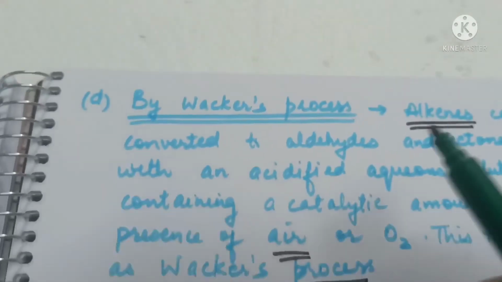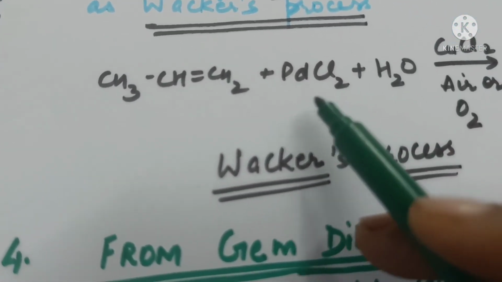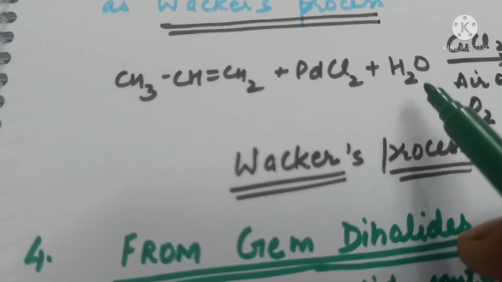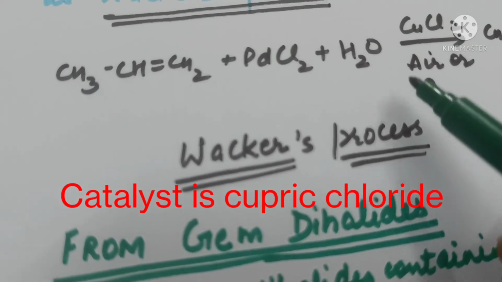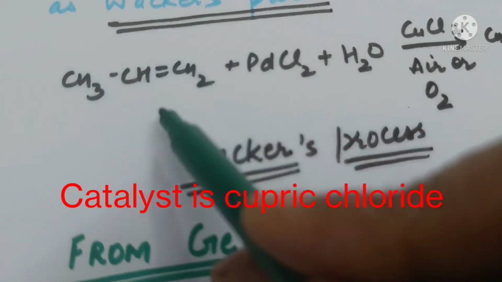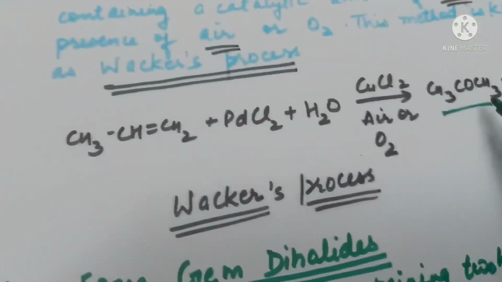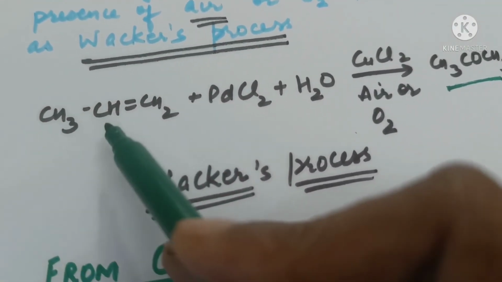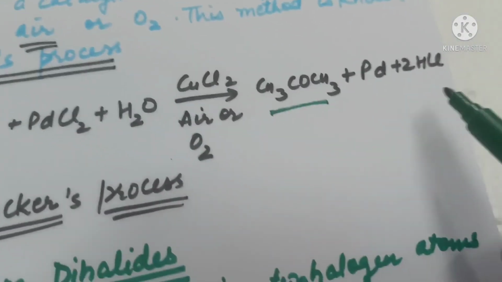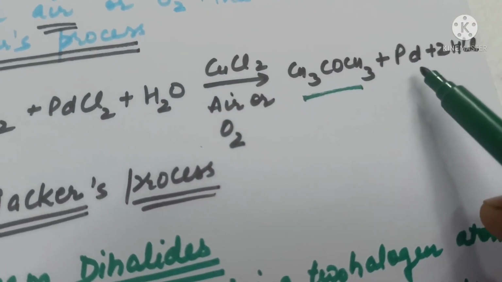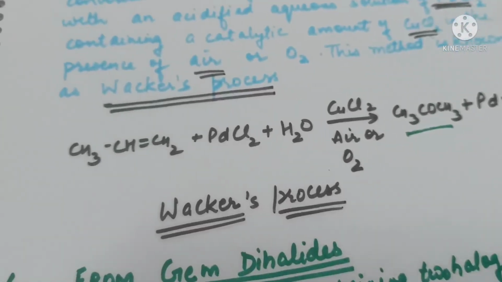Next is by Wacker's process. So when we heat alkene with acidified palladium chloride aqueous solution in presence of cuprous chloride and air, then the bond breaks from here, oxygen is added, so product formed will be acetone, CH3COCH3, and palladium chloride gets reduced to palladium and HCl is formed. This process is known as Wacker's process.